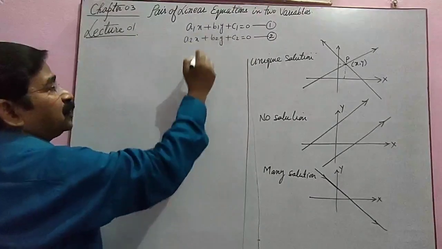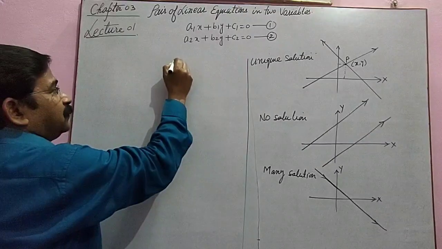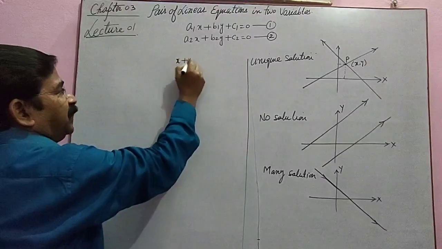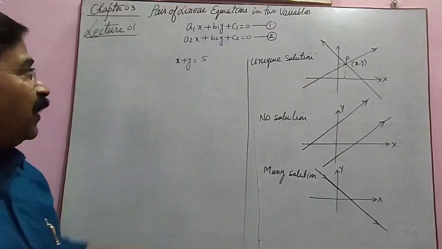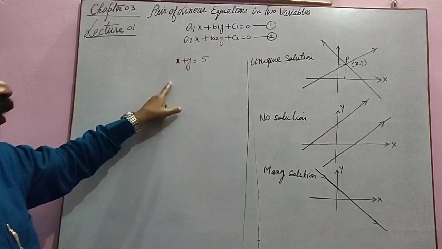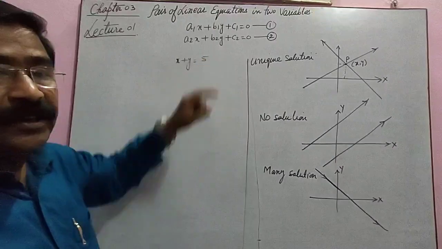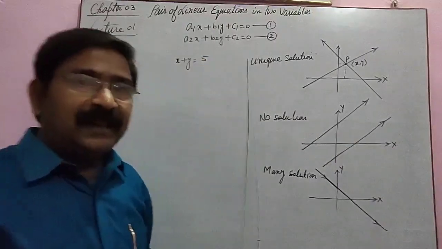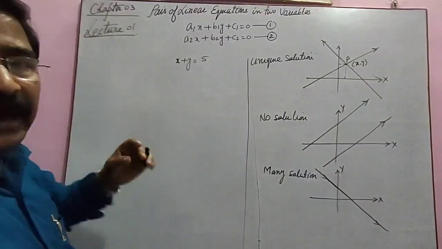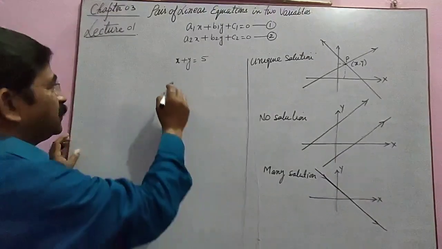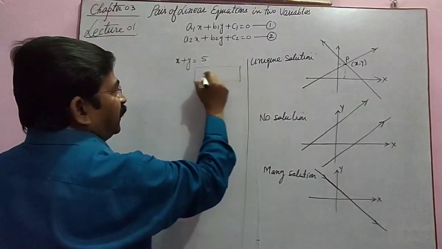See, suppose we have the equation x plus y is equal to 5. Here the coefficient of x is 1, the coefficient of y is 1, and the constant term is c. Let's see what the direction of the line is. If you plot the graph, I am taking 3 points, making a table.